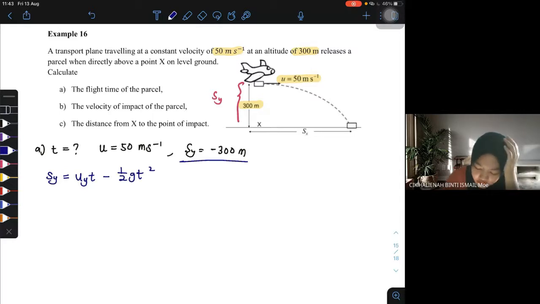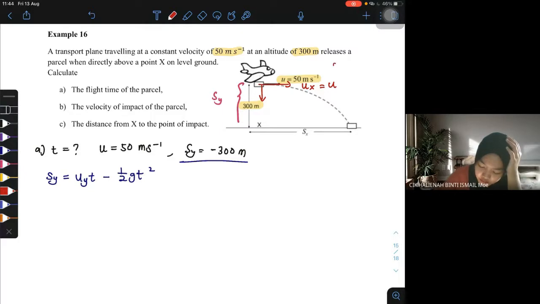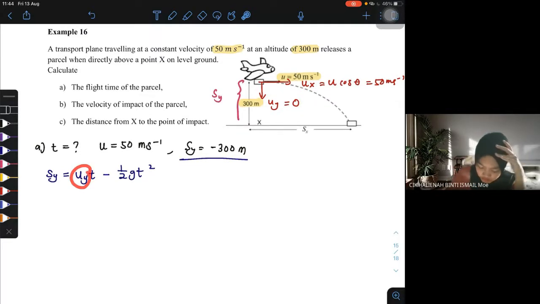Okay, so this one adalah horizontal kan? Okay, bila horizontal, kita ada X component and Y component. So X component dekat sini adalah sama dengan U, sebab kosong kan dia punya sini. So cos kosong adalah 1, so dia akan sama dengan 50 meter per second. And then U, Y component dekat sini adalah sama dengan kosong. So U dekat sini adalah the magnitude. So you need to find UX and UY. So UY obviously dia adalah kosong. So dekat sini UY sama dengan kosong ya.